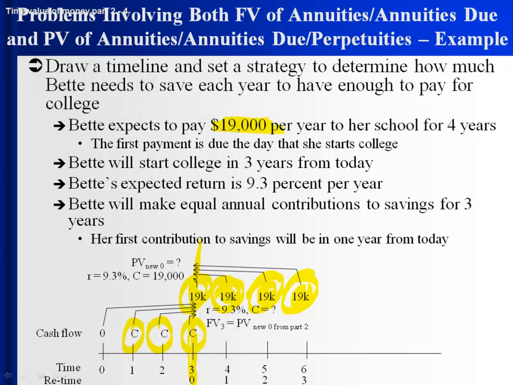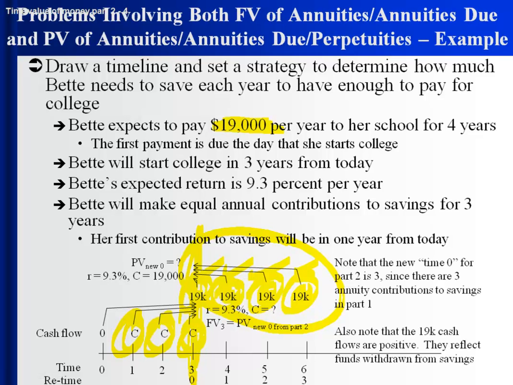So how do we want to approach it? We're going to want to figure out the present value of an annuity due with 4 payments of 19,000, and that'll determine how much she needs to have in that account, and then figure out how much she needs to save in order to have that amount. Note that the new time zero for part 2 is 3. We've already talked about that. And again, the 19,000 cash flows are positive because even though she's going to be paying 19, the way we're viewing it is that she needs to be able to take the 19 out of the account so she has it to pay the college.